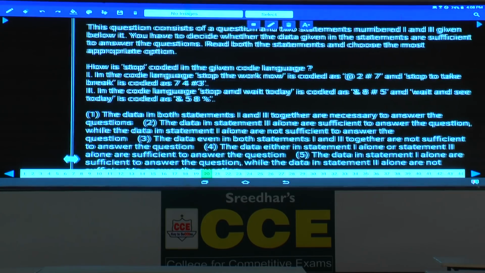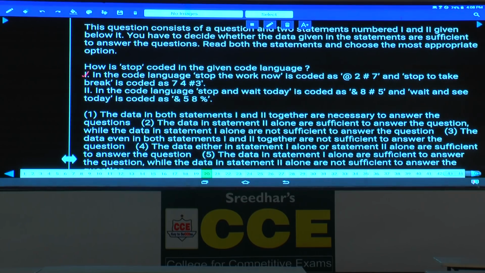As 1 alone is sufficient, coming to condition number 2. Now in condition number 2 in the code language: "stop and wait today" and "and wait today". And, wait and today are the 3 words common. As 3 words are common, 3 codes are common between these two. Hence what is left over here? Stop is the only word left over. As stop is the word left over, I am able to determine the code for stop. Hence 2 alone is also sufficient.